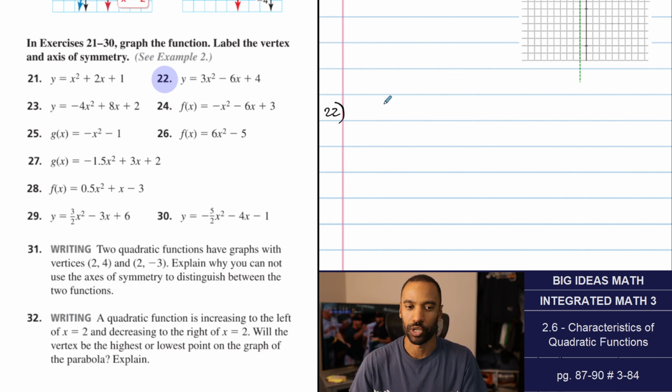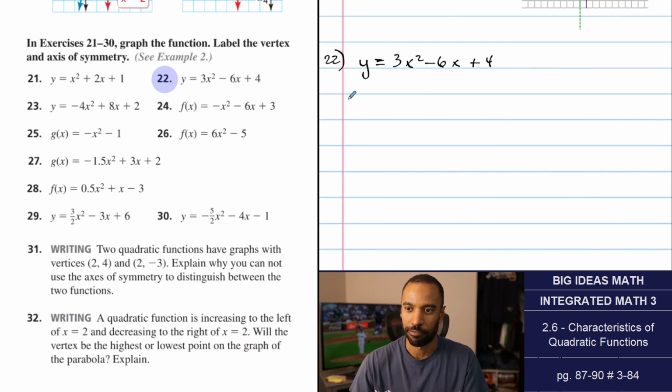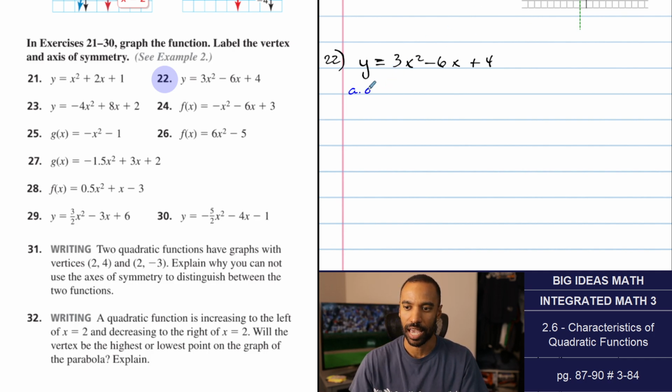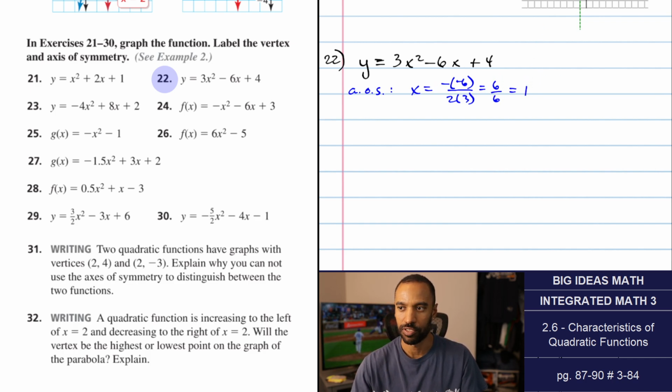All right, number 22. y equals 3x squared minus 6x plus 4. We're going to begin by finding the axis of symmetry, which is the x value of the vertex. It'll be x equals negative b over 2a. That's 6 over 6, which is 1. So x equals 1 is the axis of symmetry, right?